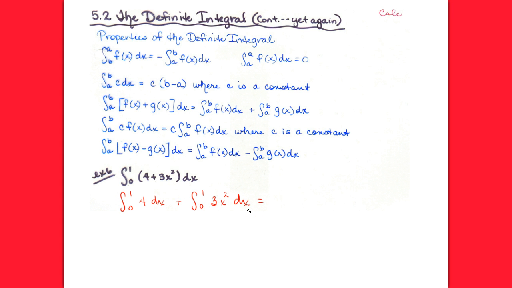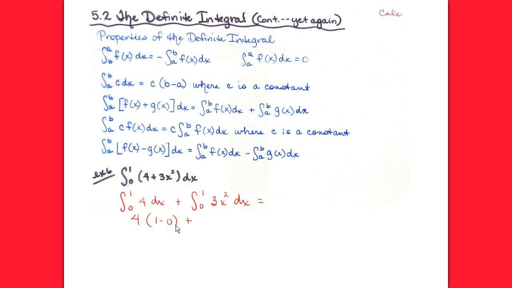For this first one, we're going to have the integration of a constant. What did we say we would do if we were integrating a constant? Just the constant times b minus a. So we're going to take our constant 4 and multiply it times our b value minus our a value. So the area under that curve would be 4.